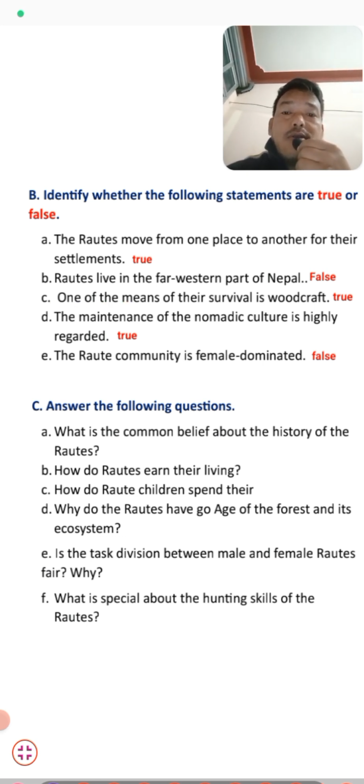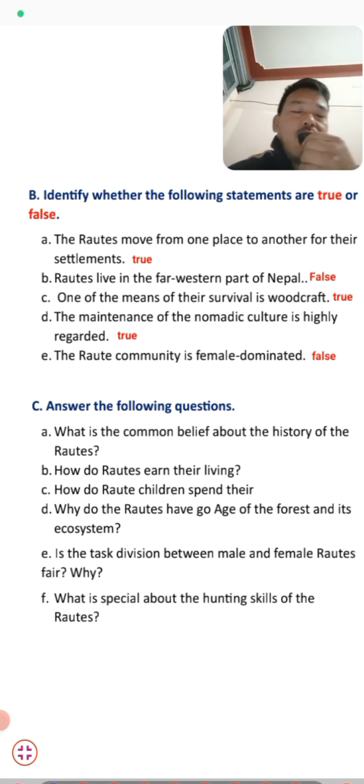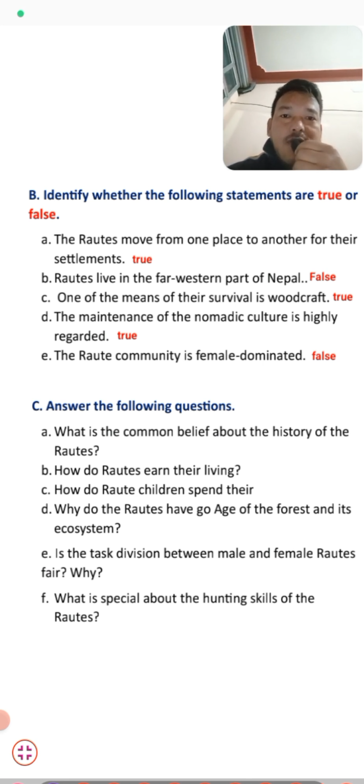It's a false statement. And C number, one of the means of their survival is wooden craft. Yes, true. Okay, they have the skill of making wooden craft and the skill of hunting monkeys. These are the means of their survival. This is a true statement. D number, the maintenance of the nomadic culture is highly regarded. Yes, they have been maintaining and supporting their culture for a long time. That's why this statement is true. And E number, the Raute community is female dominated. This is a false statement. They are not dominated, rather they are given importance in their community. This is a false statement, students. This is B number exercise, that is true and false.